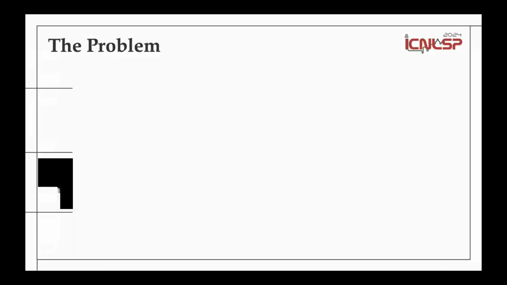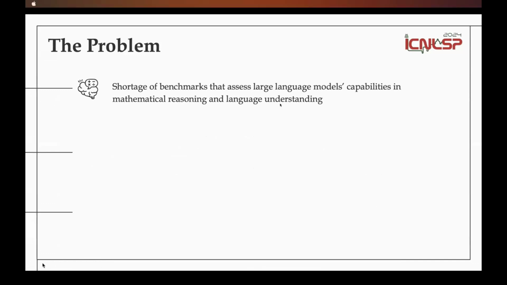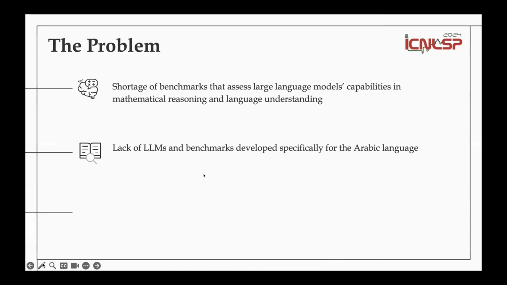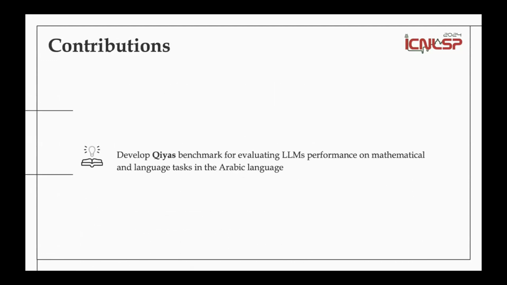So first of all, I would like to discuss the problem that we have at hand. The main problem is that there is a shortage of benchmarks that assess large language models' capabilities in mathematical reasoning and language understanding. This shortage is mainly in the Arabic language, where there's a lack of LLMs developed specifically for the Arabic language and benchmarks that assess these large language models. This has led to the absence of evaluation tools, which limits the deployment of large language models in many domains, including the educational domain.